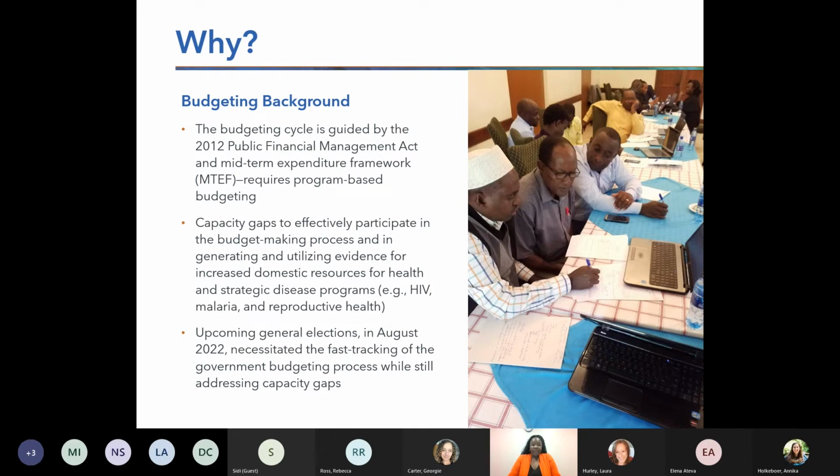Moreover, this year, Kenya will be holding the general elections in August 2022, and this necessitated the fast tracking of the government annual budgeting cycle, which still meant we had to look at how to address the capacity gaps. So the fast tracking is because the national and the subnational assemblies usually approve the budgets, and they are scheduled to disband in April 2022.